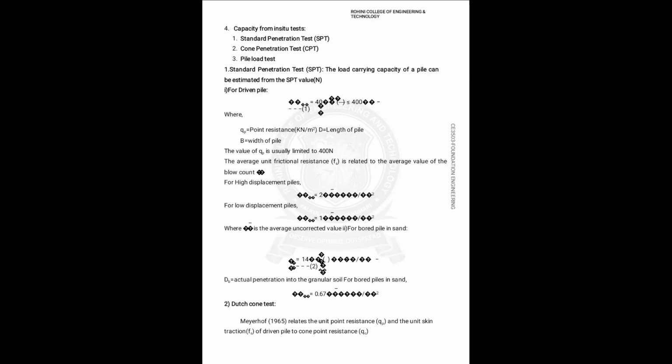The average unit frictional resistance Fs is related to the average value of the blow count, for high displacement piles and for low displacement piles, using the average corrected value. For bored piles in sand, the division of actual penetration into granular soil is used.